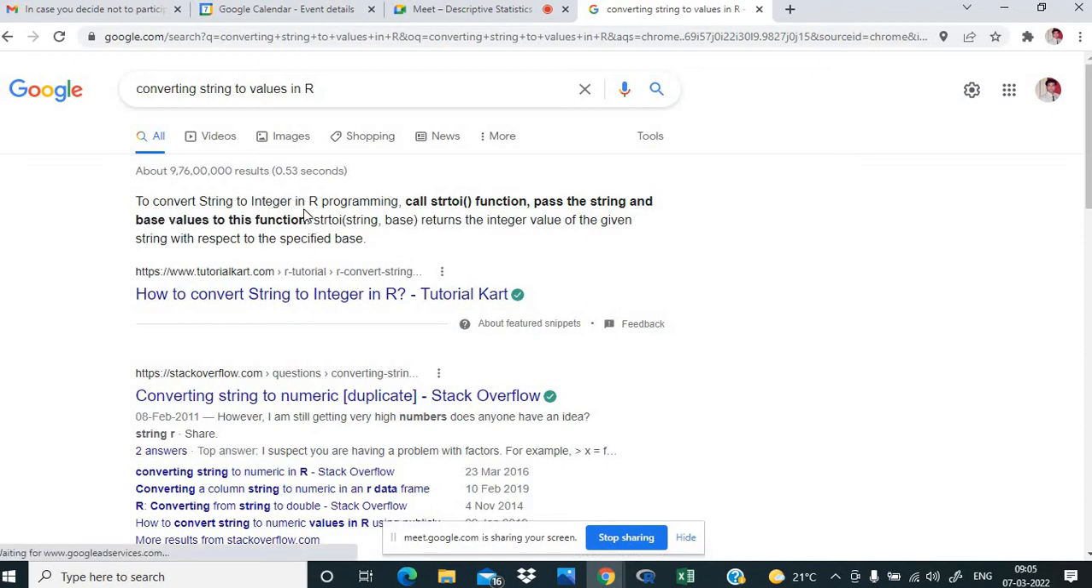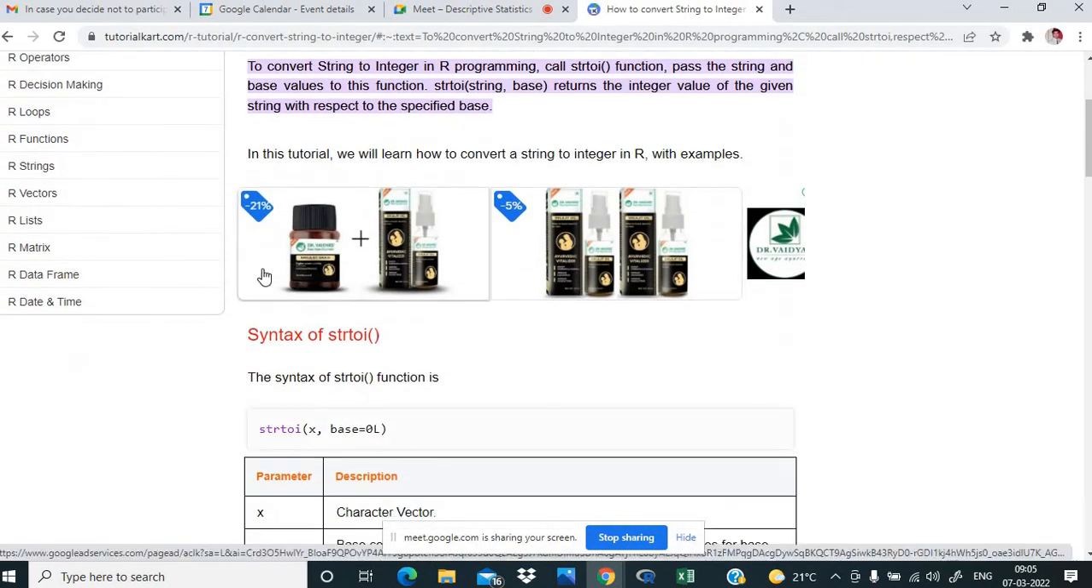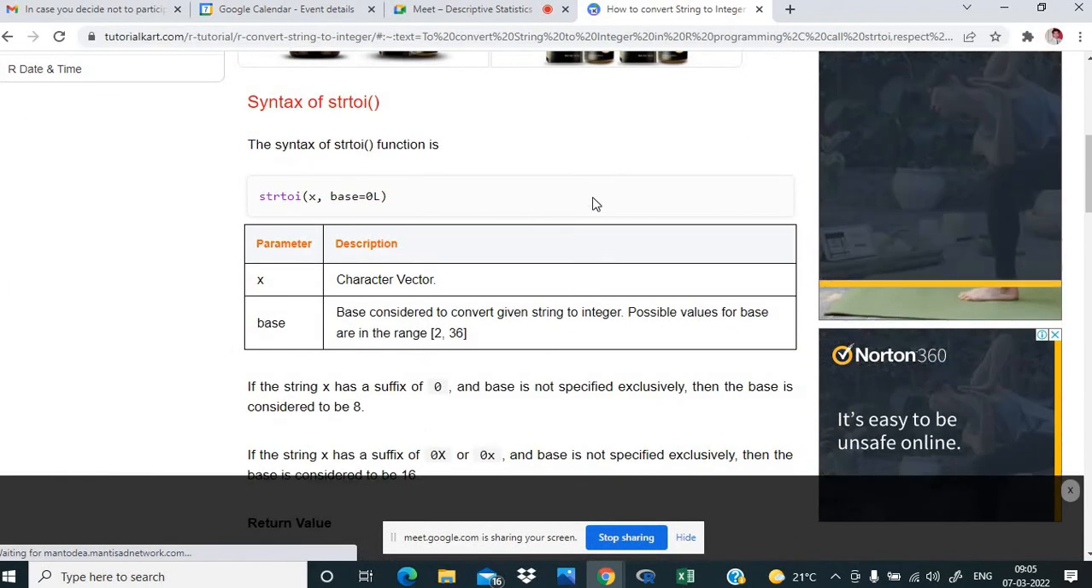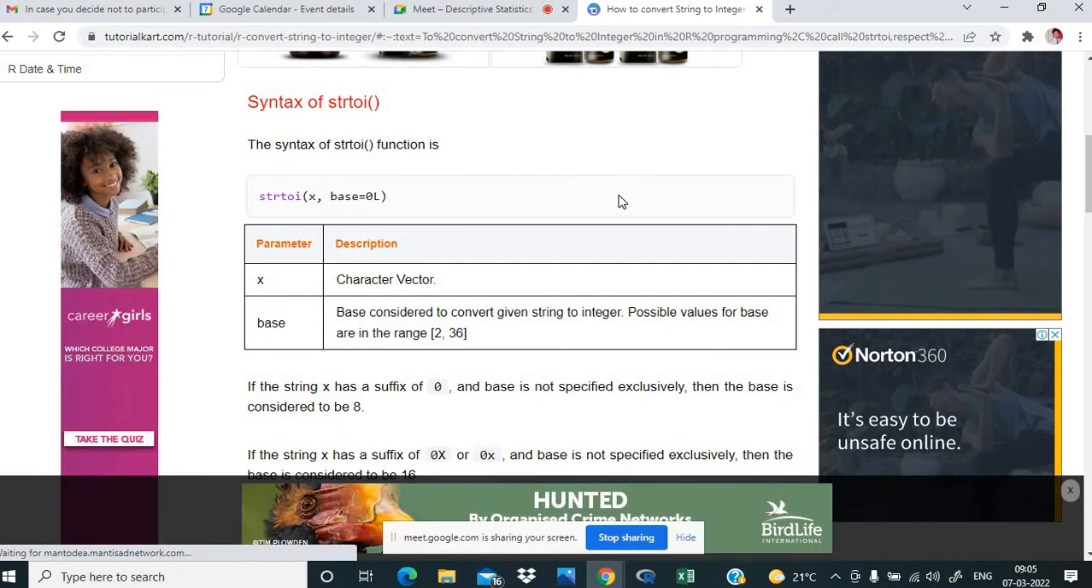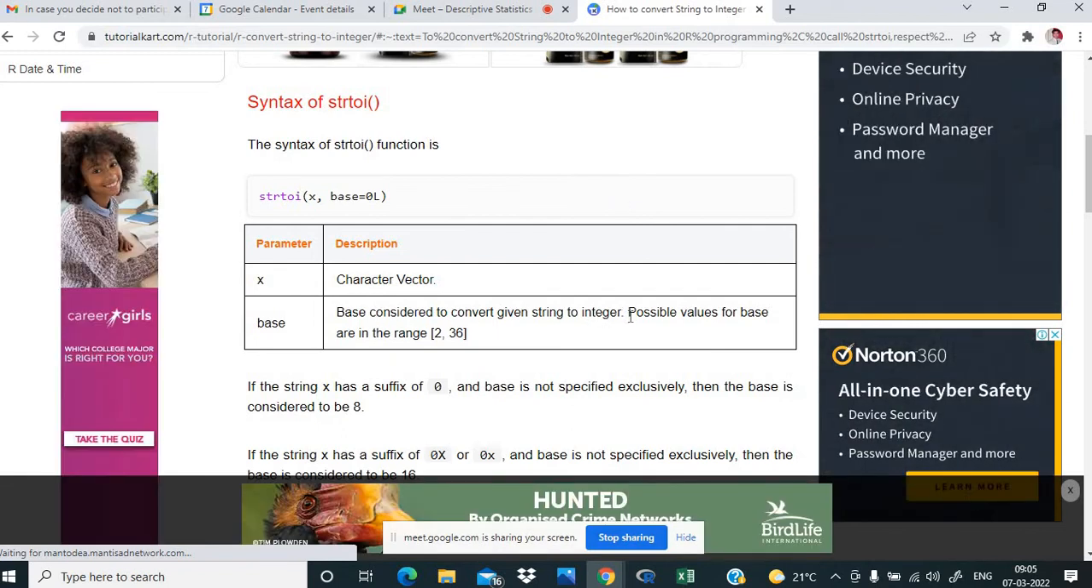To convert string to integer, R program calls strtoi. Okay, strtoi function passes the string. We will have to write the call also. Let us go to the details. What is this? R convert string. Leave this one. So strtoi, X, base 10L. Base considers to convert the given string to integer.